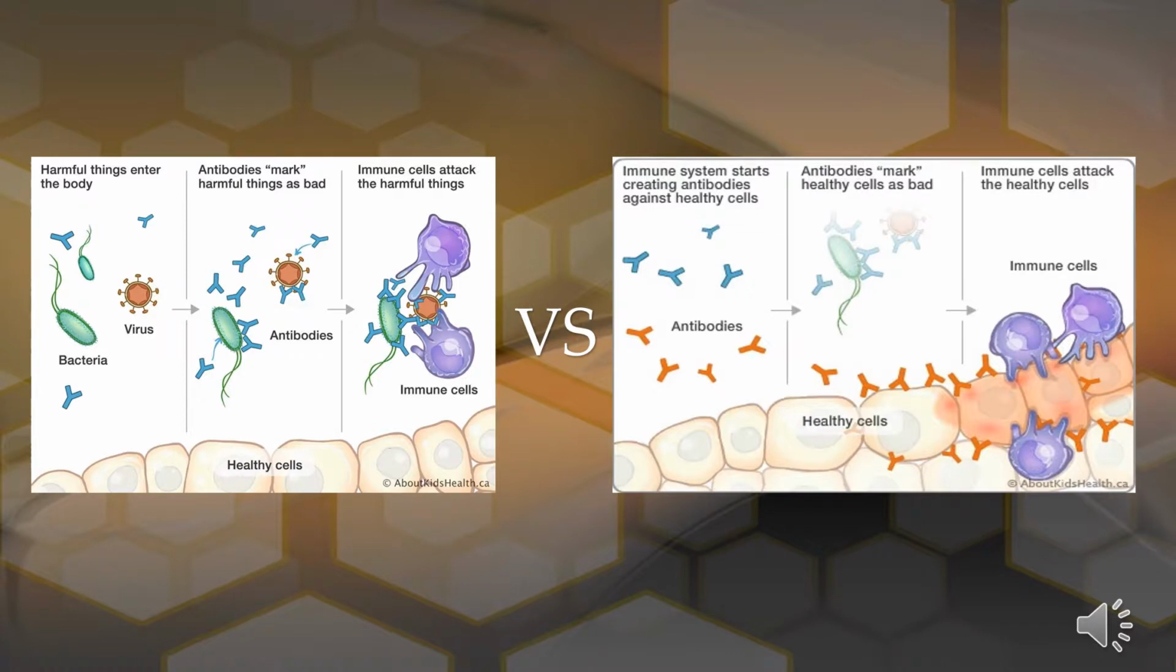And here we just see an example of a normal immunologic response on the left-hand side versus an autoimmune response on the right-hand side.